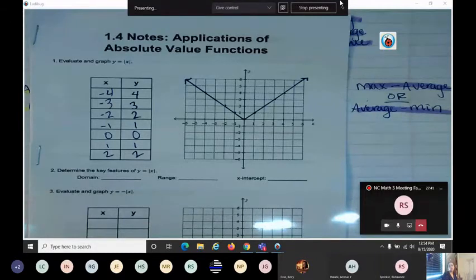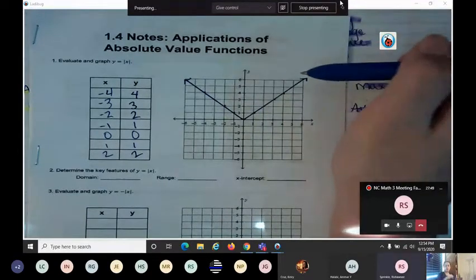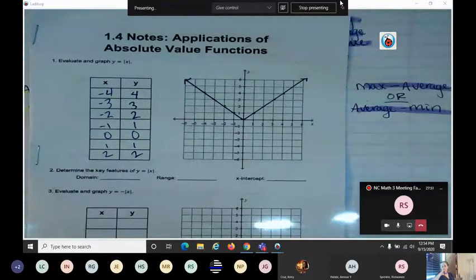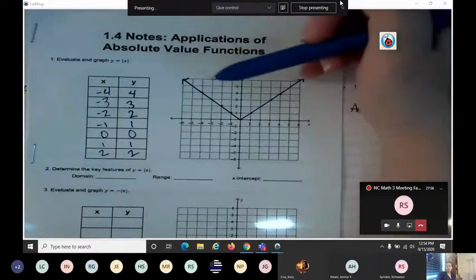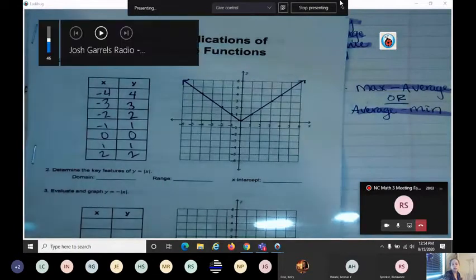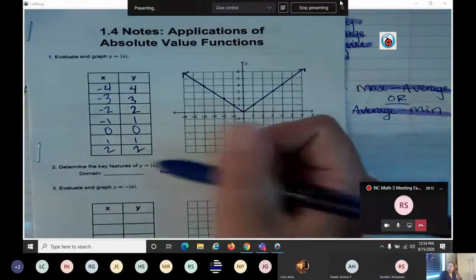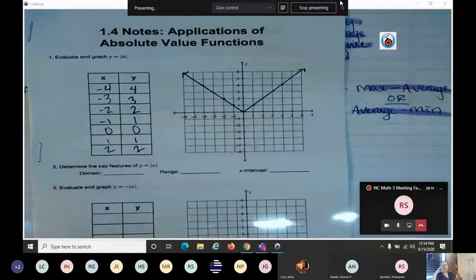So I'm looking for the domain of this function. So how far left do I go and how far right do I go? 4. Is there any stopping point when I go left? No. You're super quiet. Can you try speaking a little louder? No, you don't stop. Yeah, it does not stop. So what value am I going to put for my left-hand side of my domain?